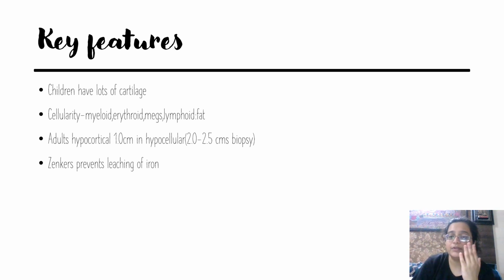Cellularity, I've told you, you have to see the ratio of the marrow elements, the hematopoietic cells, to the adipose tissue which is present in the marrow. As the age progresses, there is more adipose and less of the hematopoietic element.